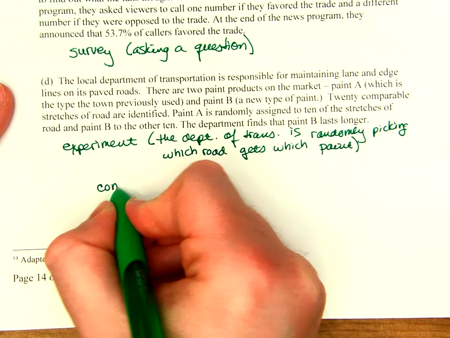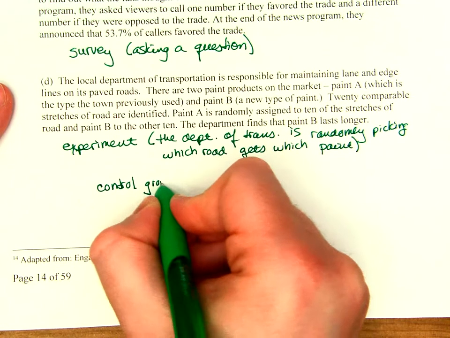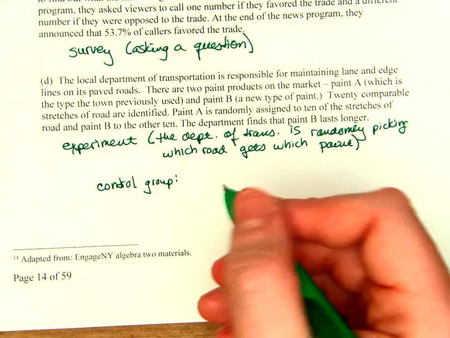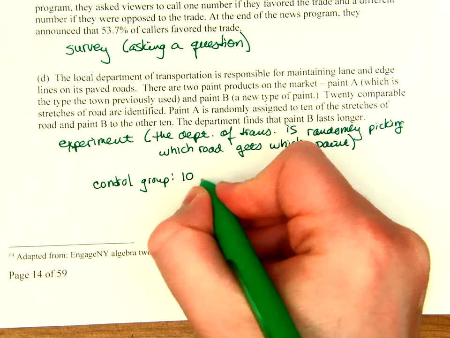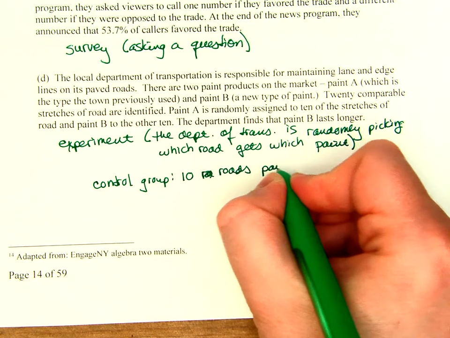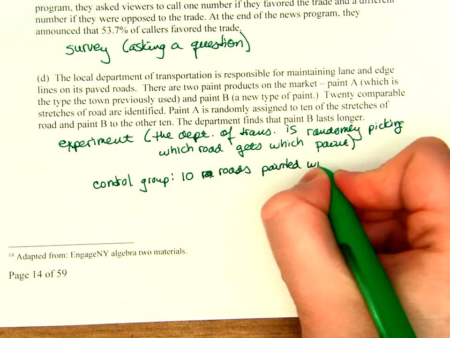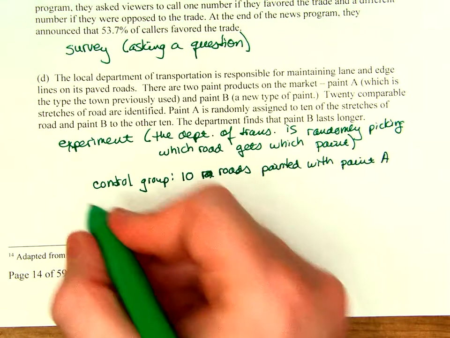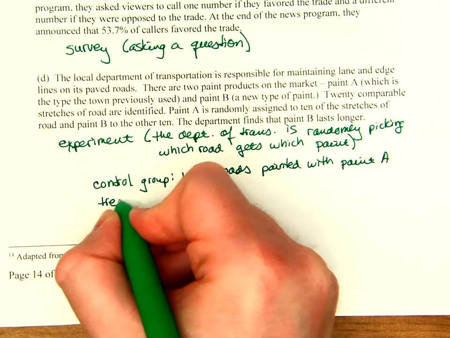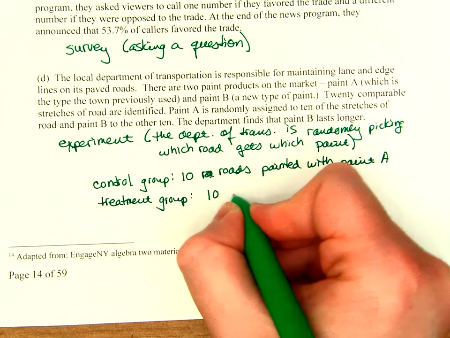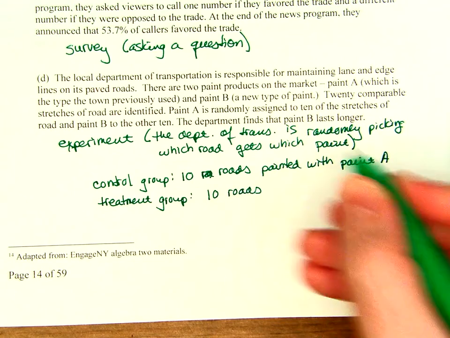So in an experiment, I have a control group and a treatment group. My control group, well, that's the group that gets what's normally done. Those are going to be the 10 roads painted with paint A, because that's the normal paint that's used. Our treatment group, the group that gets something different, well, those are the 10 roads painted with paint B.